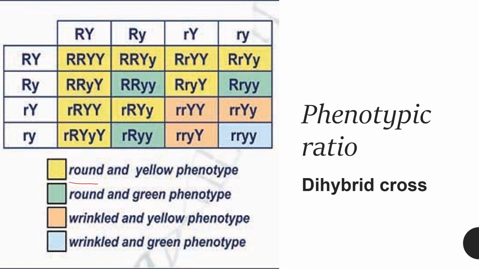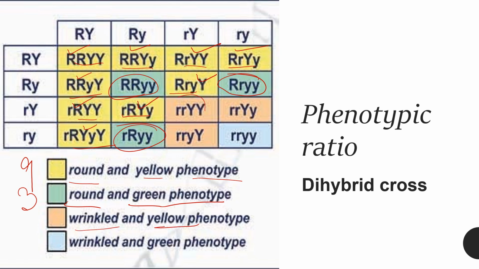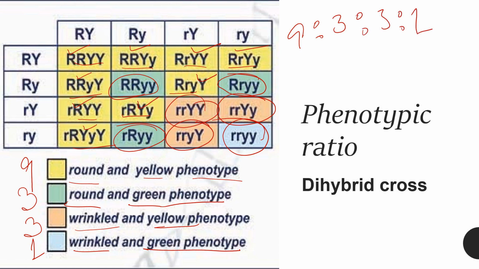So let us find out the round and yellow phenotypes. 1, 2, 3, 4, 5, 6, 7, 8, 9. So these all are round and yellow phenotypes, 9 in number. Next comes round and green phenotype, that is 1, 2, 3, so it is 3 in number. Next comes wrinkled and yellow, that is 1, 2 and 3, so it is 3. And wrinkled and green is 1 in number. So it is 9:3:3:1. This is the phenotypic ratio of the dihybrid cross, which we have discussed earlier.